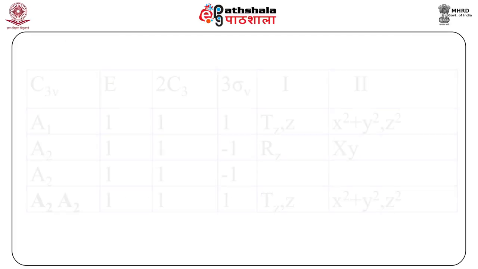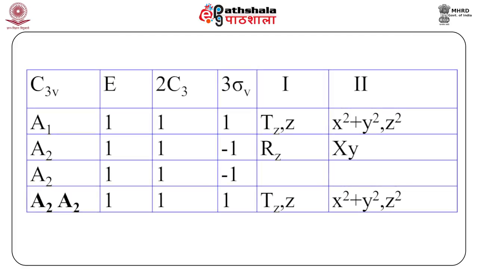For this, we take the direct product of A2, as shown over here, that is A2 into A2. You take the characters of A2 and then take the direct product. It comes out to be 1, 1, 1. For A2 into A2, the character for E is 1, C3 is 1, sigma is 1. These characters correspond to the A1 irreducible representation, which is totally symmetrical. Hence, A2 into A2, that is, the direct product, has the A1 mode in it. So the first overtone of the A2 mode is IR active.